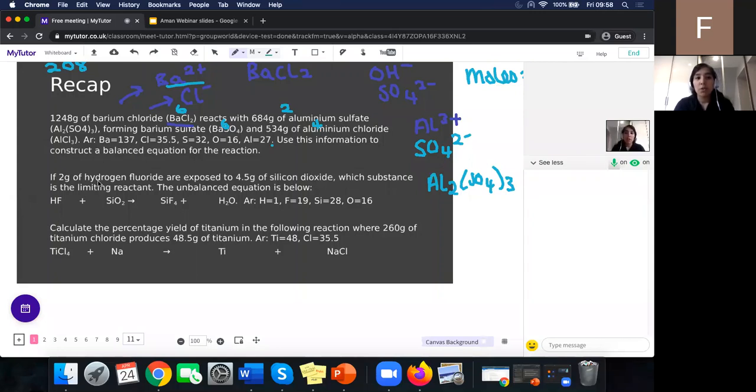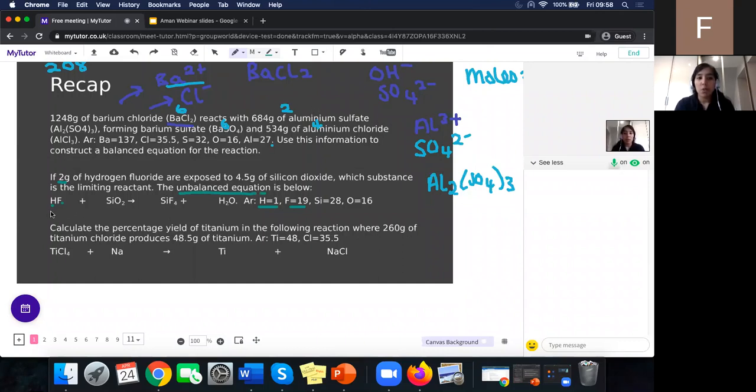So if hydrogen fluoride has 2 grams, the number of moles of hydrogen fluoride will be the mass divided by the MR. So hydrogen fluoride has an MR of 1 plus 19. So remember, that's 1 plus 19. But if we have a look, the question says it's unbalanced. So we need to balance our equation first. So how do we balance this equation then?